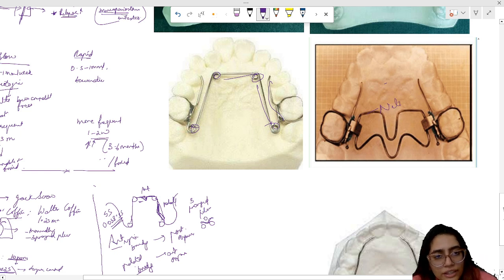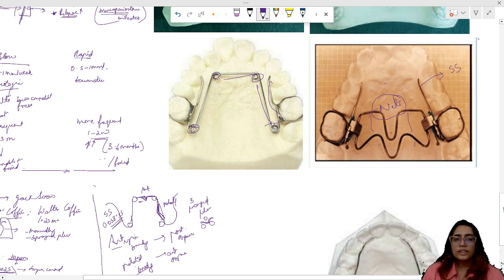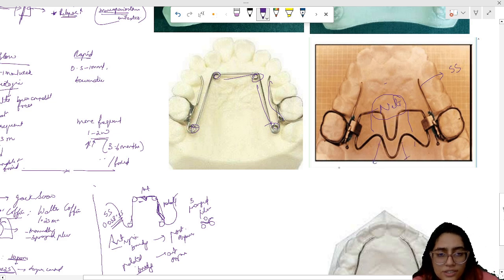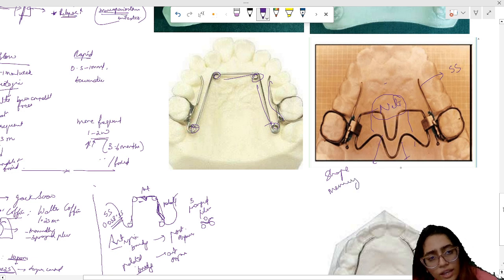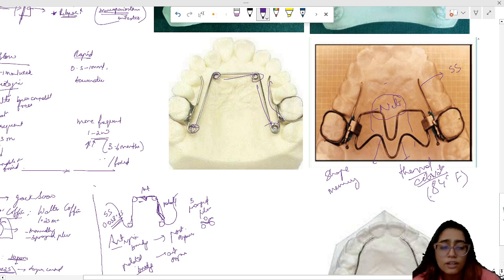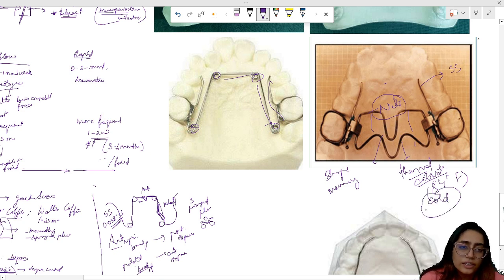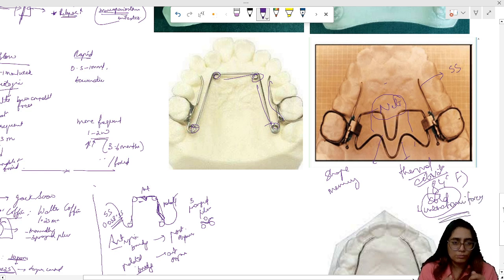One is the thermal activated NITA in the center, these two wires, and this outer arm is made up of stainless steel. So it uses two properties of NITA, that is shape memory and thermal activation. This wire has a transition temperature of 84 degrees Fahrenheit. When the temperature is cold, there are reduced interatomic forces. So this causes the appliance to become more flexible, right?